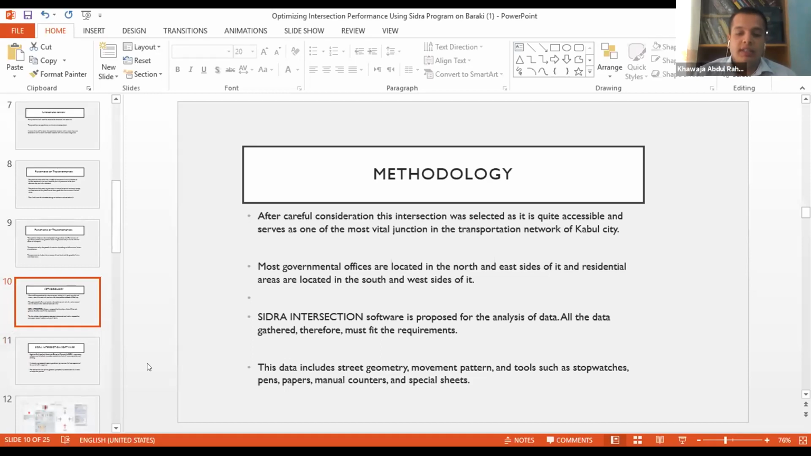This study will be conducted in Kabul city and data will be gathered from Baraki intersection. This junction was carefully selected as it's quite accessible and serves as a vital junction in the transportation network of Kabul city, since most governmental offices are located in the north and east side of it and residential areas are located in the south and west side of the intersection.